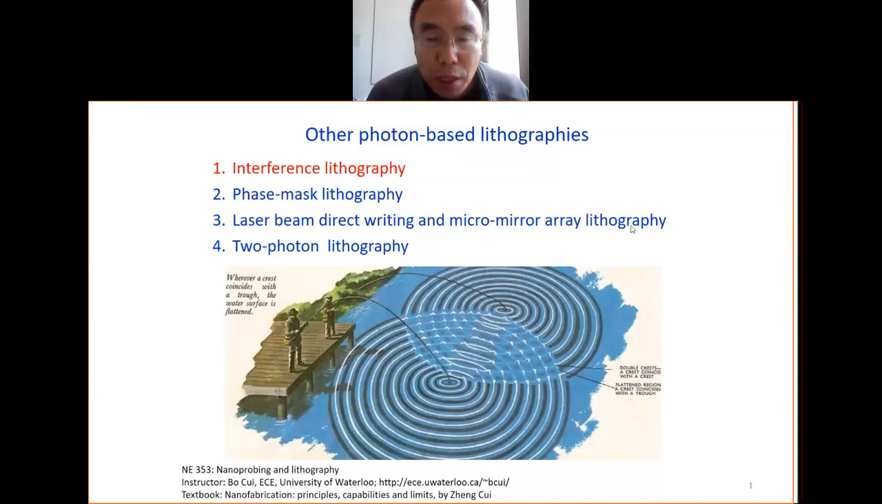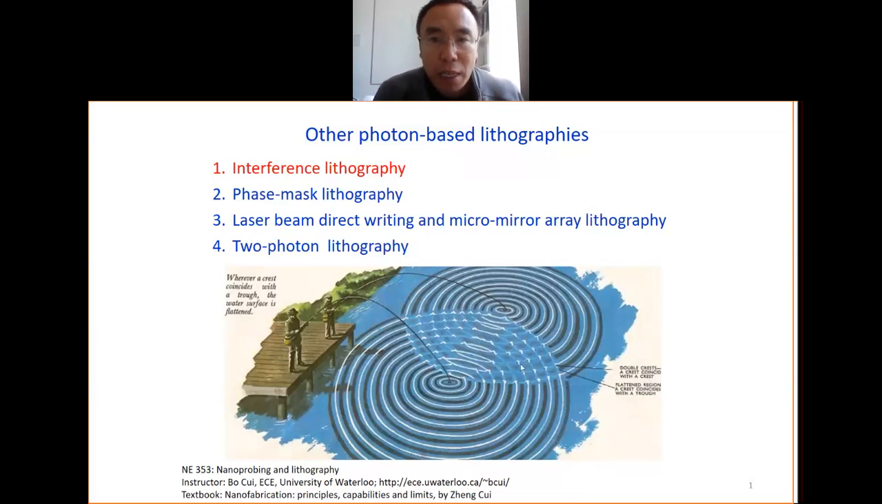So now let's look at other photon-based lithography. First topic is interference lithography. I'm sure you have heard about interference. So here, for example, we have the water wave. This water wave and this water wave, they will meet and they will interfere.